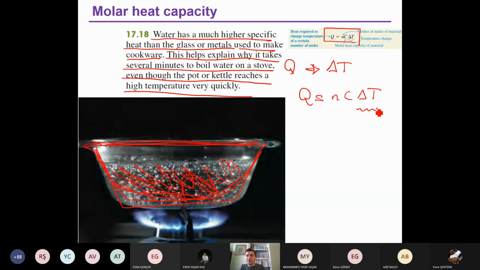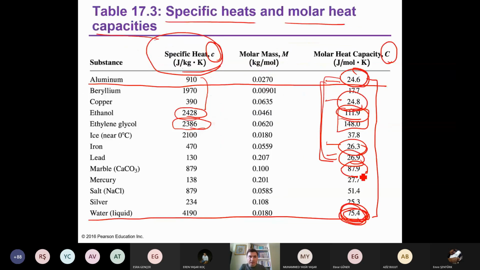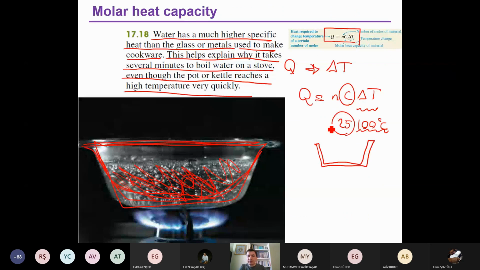Let's consider you would like to produce a temperature change of 100 degrees Celsius of an aluminum pot, let's say. This is the aluminum pot, and you would like to increase its temperature by 100 degrees Celsius. And what about the molar heat capacity of aluminum? It is around 25, let's say. Okay, here, where is it? Aluminum, 24.6 molar heat capacity. And this is the heat required to produce this change. So this aluminum has 25.